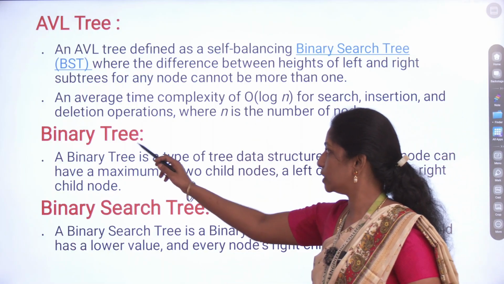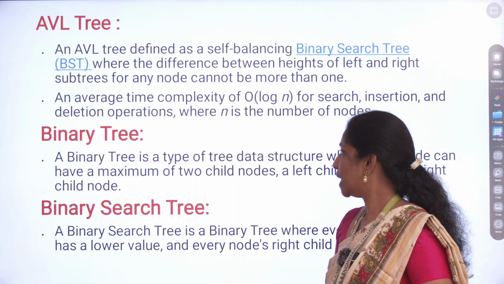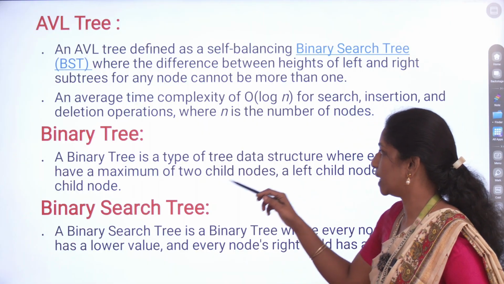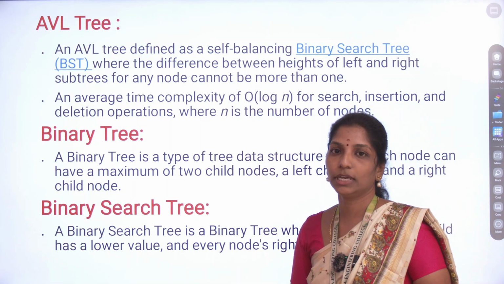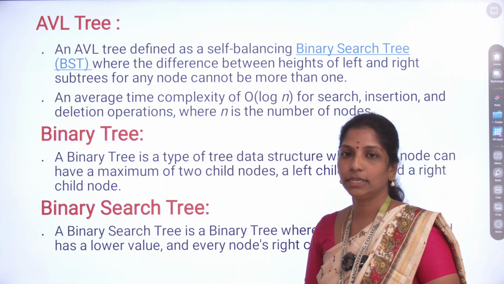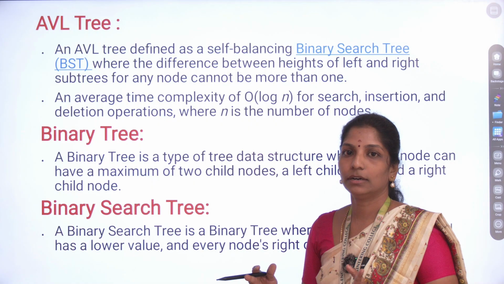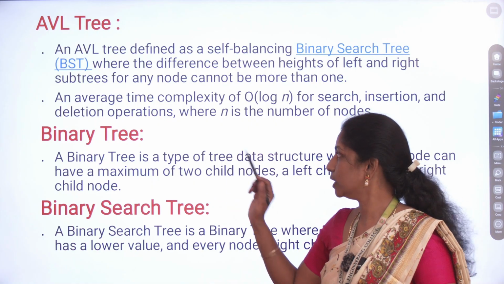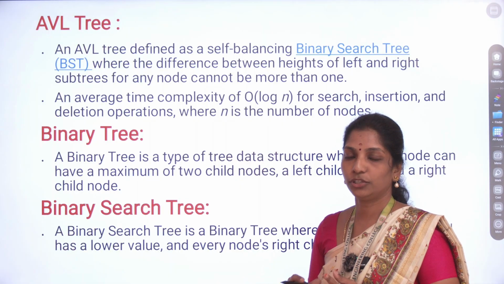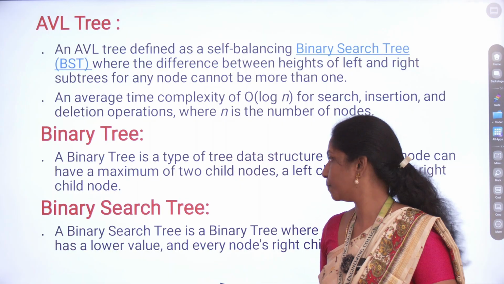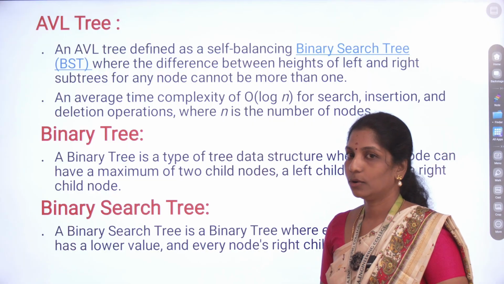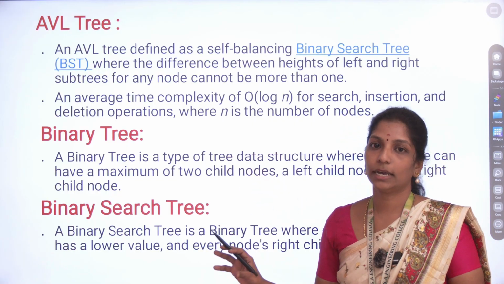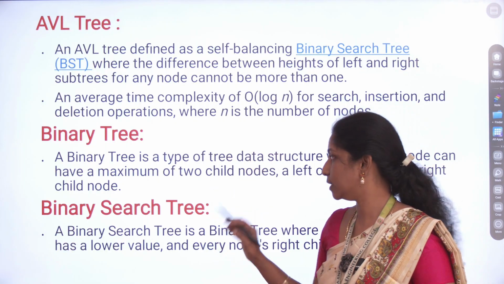Next we'll see what a binary tree is. A binary tree is a type of tree data structure where each node can have a maximum of 2 children. It should not have more than 2 children; at most it should have only 2 children. In other words, a node should have a left node and a right node. That is called a binary tree.